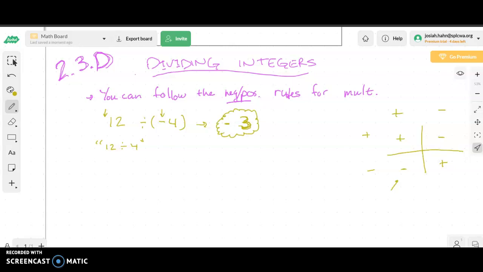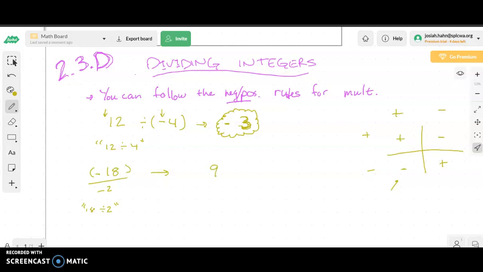Let's try one more, a little bit more complicated one, to see how we do with this. Let's say that you were given negative 18 divided by negative 2. Once again, we're just going to think about this as 18 divided by 2, which is going to make us able to understand this really easily. 18 divided by 2 is obviously going to be 9 to start with.